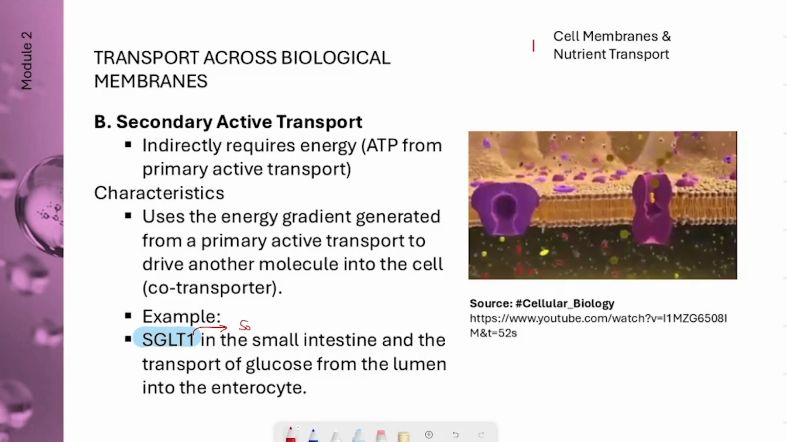And SGLT here stands for sodium glucose transporter, and it's a variant. There are many of them, so this is the first variant, and this SGLT1 is found in the enterocyte. You find it in the apical side of the enterocyte.